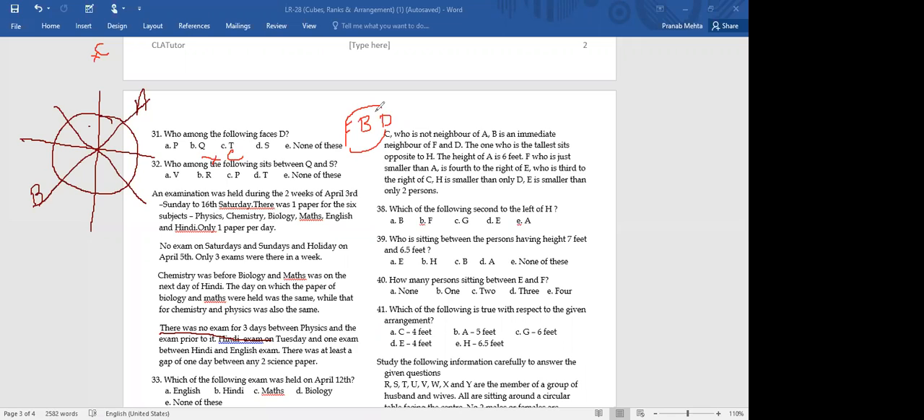Any doubt till here? B is a neighbor of F and D. So now look here. Either F can be here or F can be here, or D can be here. We'll try finding some other data and see if we can correlate it. But for the time being, let me just put this now.